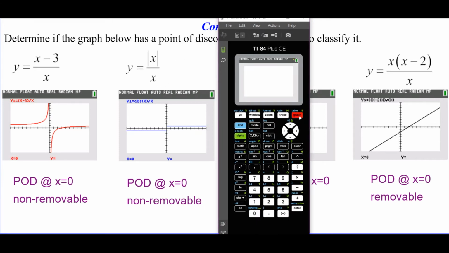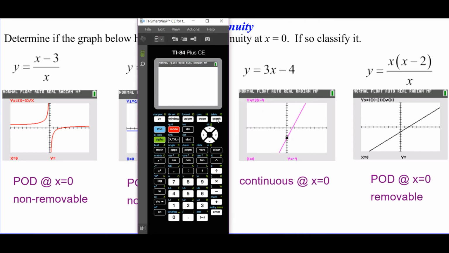Now, if we take a look at this second graph here, we have absolute value of x over x. If we take a look at that graph, we can see that this is two horizontal lines, and there's a bit of a jump discontinuity in here. So again, from the graph, we can tell that. But just to double check, we're going to go second trace value at x equals 0. Again, y equals nothing, so y is undefined. So we do have a point of discontinuity. This is a jump discontinuity, so we would, again, label that as non-removable.